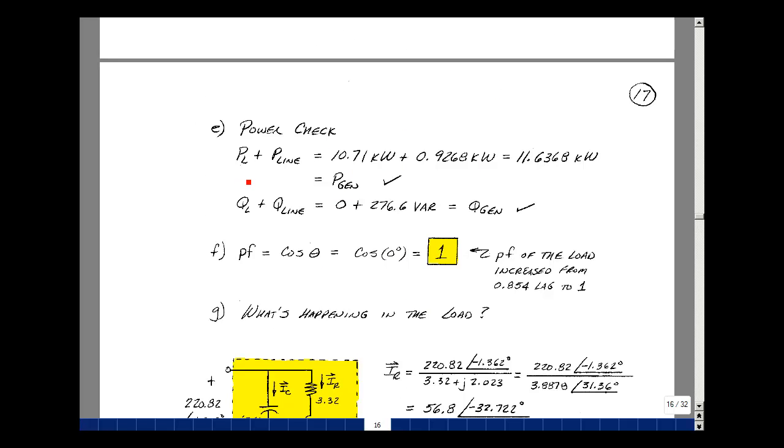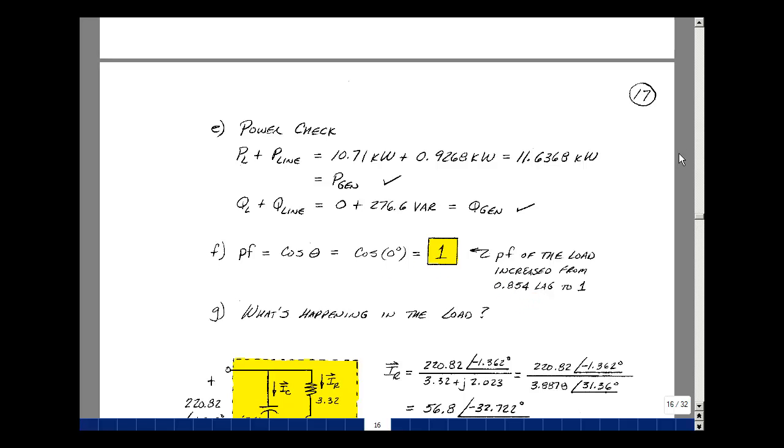So here's the power in our load, real, and the power absorbed in the wires, and that's 11.6368 kilowatts. And then our reactive power for the load was 0, and then our line was 276.6. That's exactly equal to what we calculated on the last page for the real part generated and the imaginary part. What's the power factor? It's the cosine of the angle between voltage and current, but now that's in resonance, and so it's purely real. So it's the cosine of 0, so it's a power factor of 1. So we're able to change the power factor from 0.85 lagging to 1.